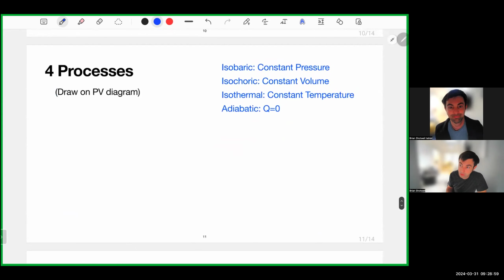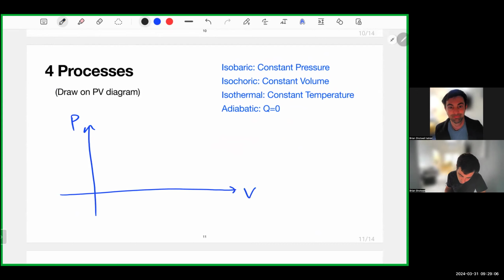Okay, 4 processes. So on a pressure versus volume diagram, we have isobaric, constant pressure process. So suppose a gas starts off here and it moves horizontally. That would be constant pressure. So the pressure is the same as the starting value right here. So these are called isobars, isobaric process. And we like to have some indication of where the start and the finish is. So a lot of times an arrow is drawn in here.